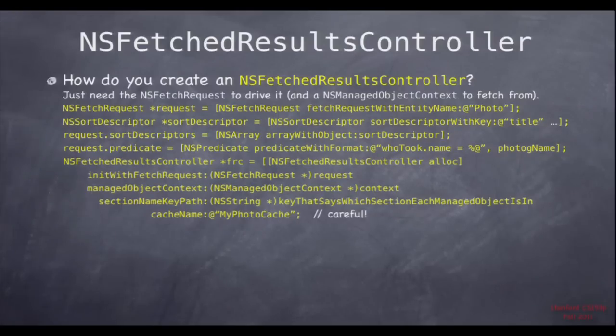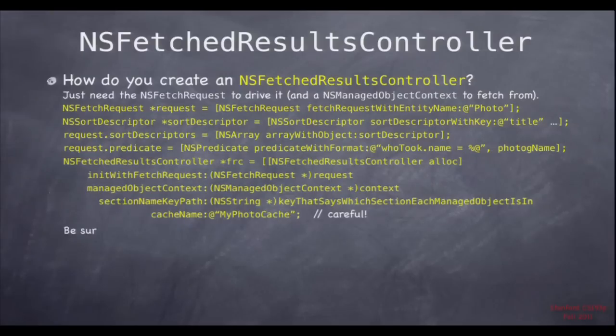And then I've got a predicate here, which is whotook.name equals some string. That means I'm only going to show photos where the photographer's name is that. So if I create this fetch request and then create the fetch results controller using that fetch request and argument, now I'll have a table where every row is a photo whose photographer's name matches the string photog name. Does everyone understand what's going on here? So it's super simple. Don't overthink it.